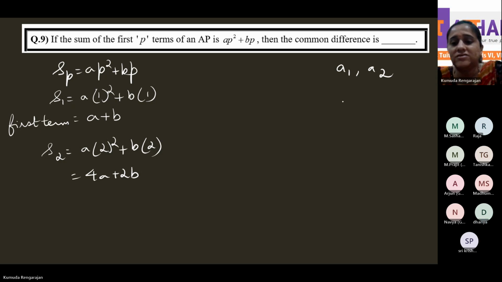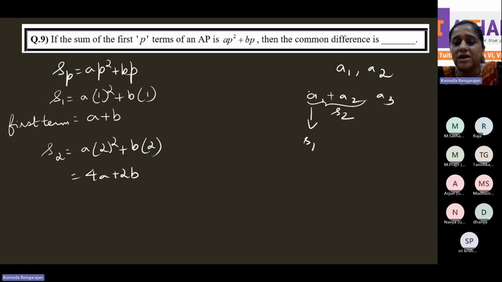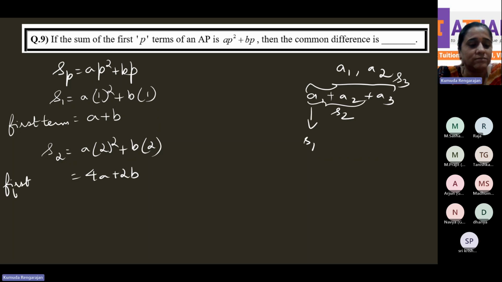Yes, ma'am. See here, A1, A2, A3. So this is S1. A1 plus A2 is S2. A1 plus A2 plus A3 is S3. So what is S2? A1 plus A2. That is the first term plus the second term.